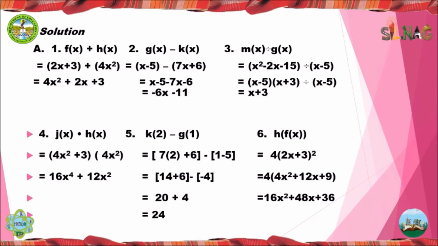Negative 1 times negative 4 is positive 4. 20 plus 4 is positive 24.